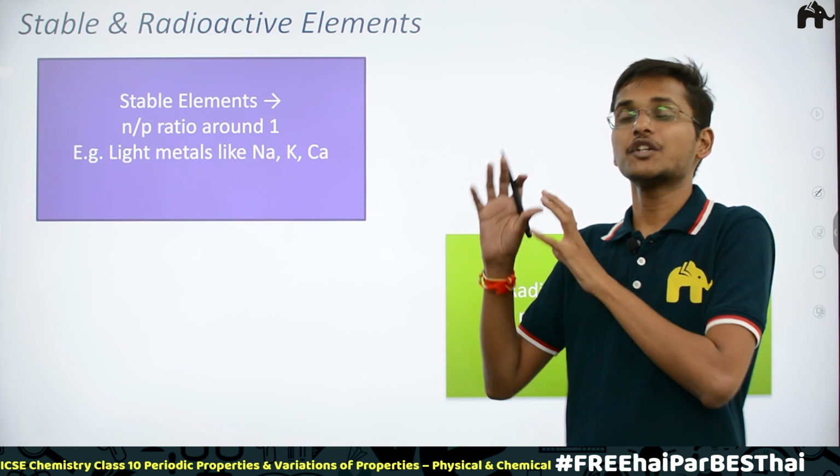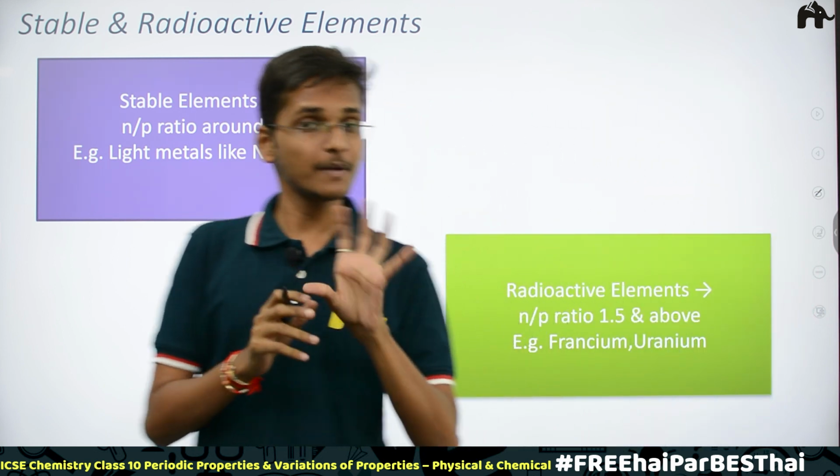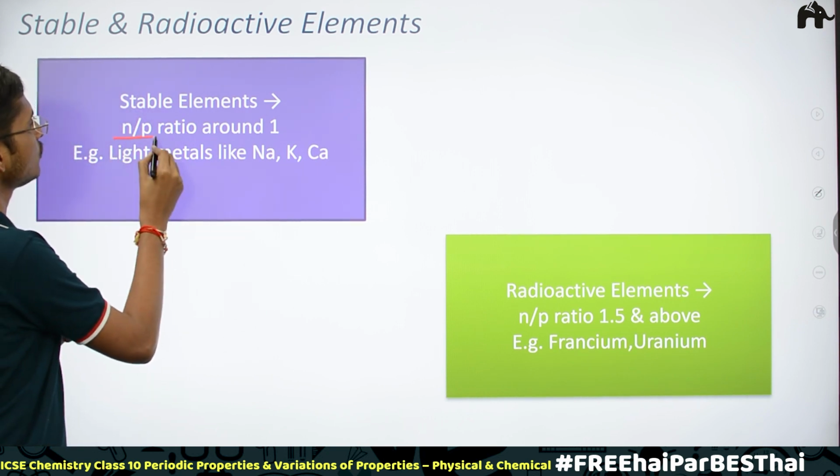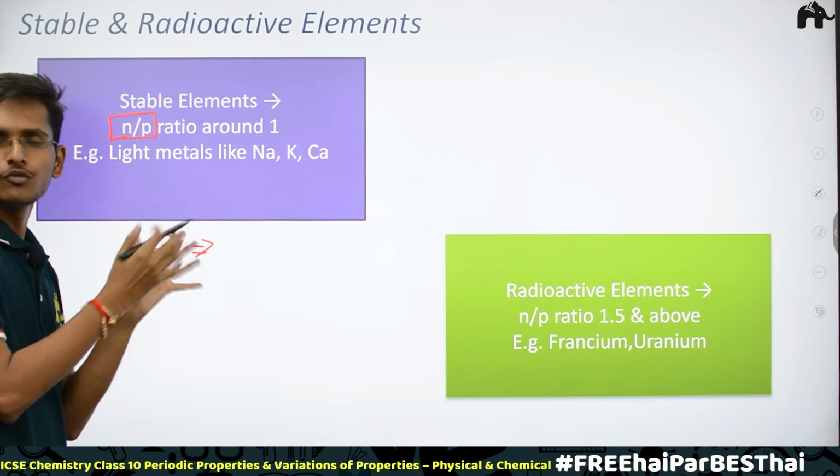Now let's see an interesting fact about stable elements and radioactive elements. Stable elements have a neutron to proton ratio around 1.